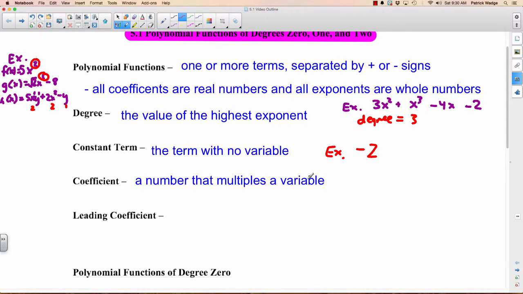Coefficient, a number that multiplies a variable. So again, if we look back at the example, what are our coefficients? 3 is a coefficient. What multiplies the variable here? 1. So 1's a coefficient. What multiplies the x?